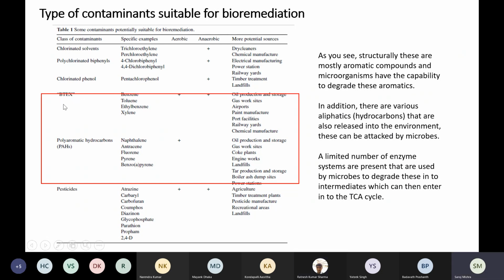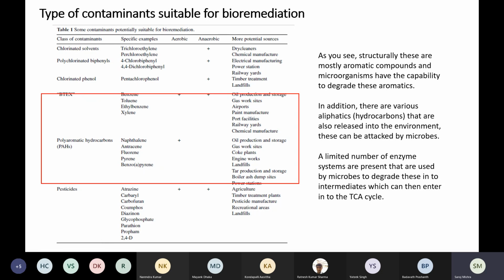Similarly, the BTEX compounds. I had told you that BTEX is collectively used to define a mixture of benzene, toluene, ethylbenzene, and xylene. These BTEX compounds are released from oil production and storage, that is, from gasoline tanks, gas work sites, and airports, because many of these airports have gasoline storage tanks which are filled into the aircraft, or from paint manufacture at the shipyards, port facilities, railway yards, chemical manufacturing processes, and so on and so forth. Then polyaromatic hydrocarbons like naphthalene, anthracene, etc. You see a long list of these organic contaminants.